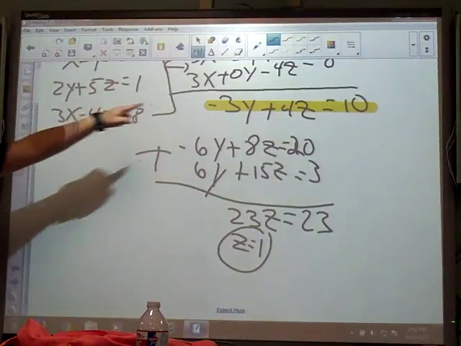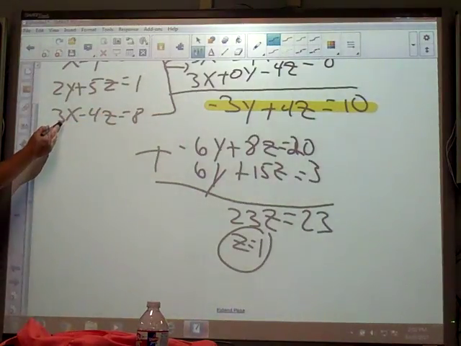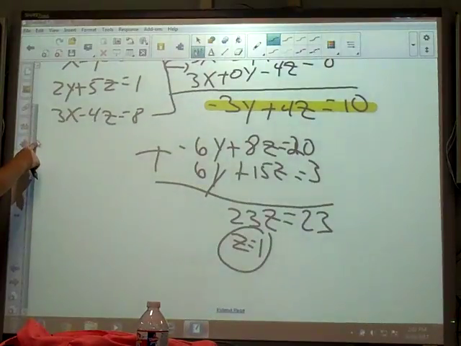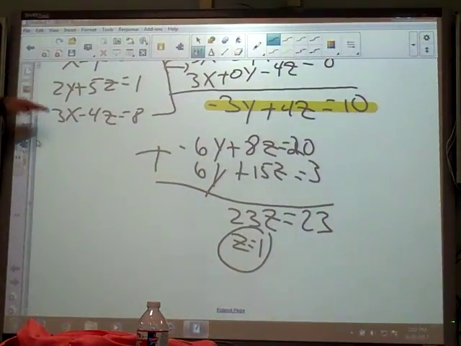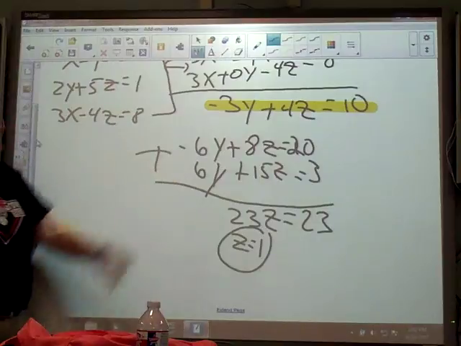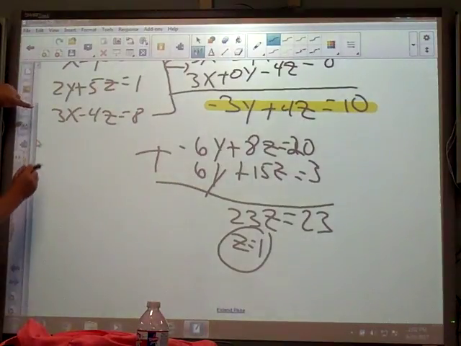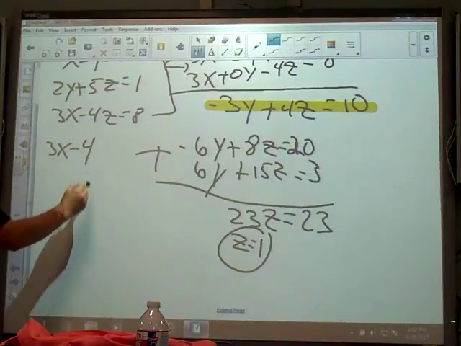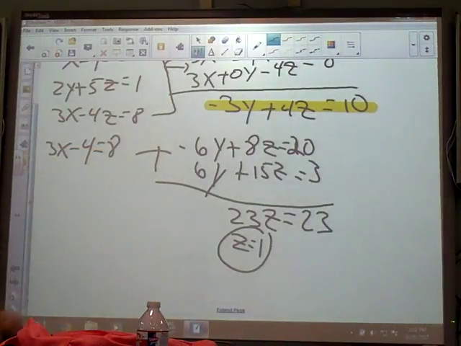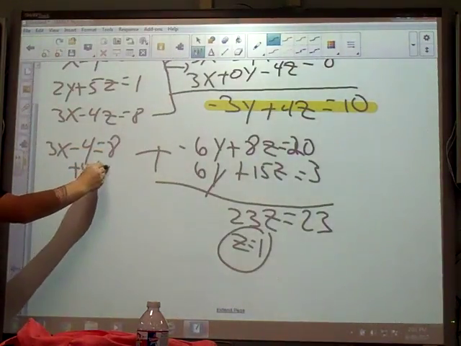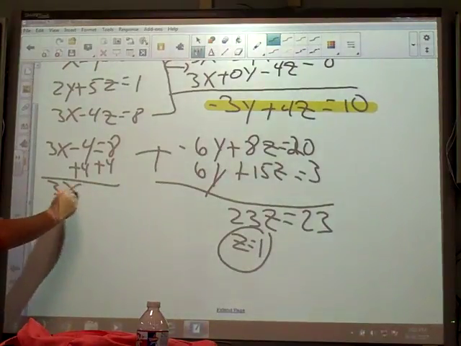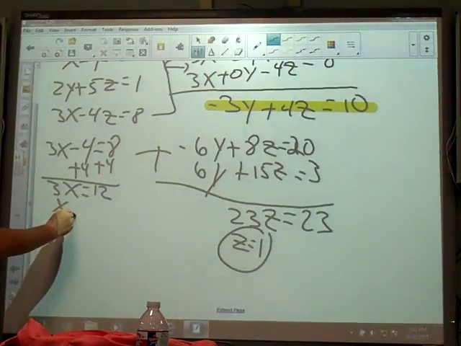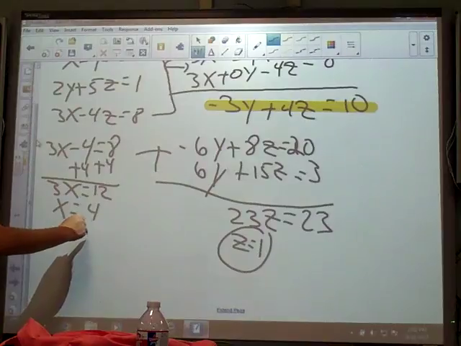We could go there to my yellow one. We could go here. We could go here. The only place we couldn't go would be the first one. So you want this one, 1, 2, or 3? 2. He said 3x minus 4 times 1 is equal to 8. 3x is 12, so x is 4.